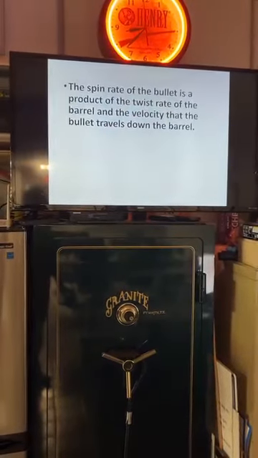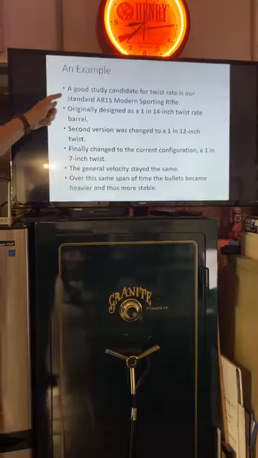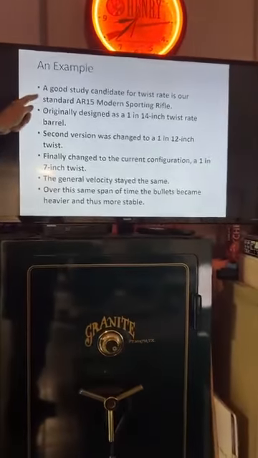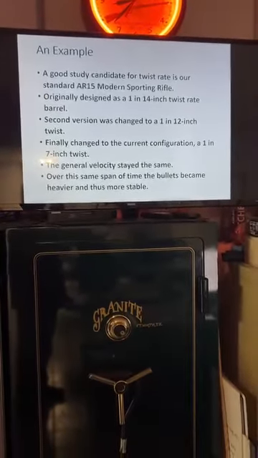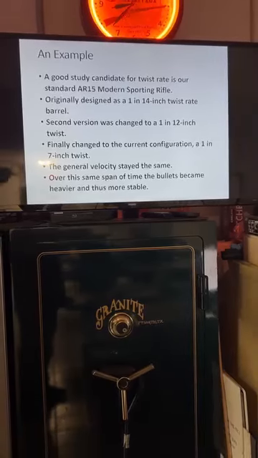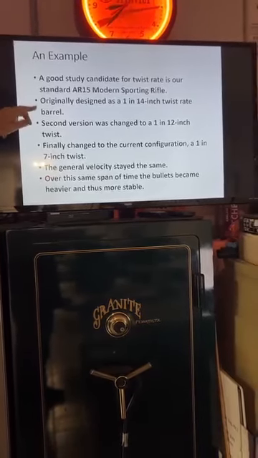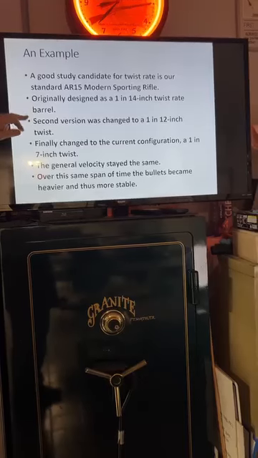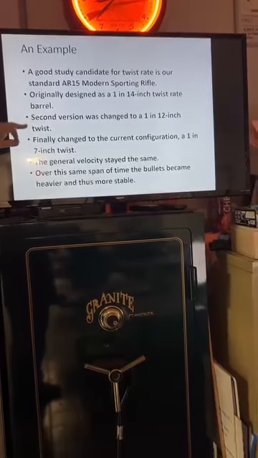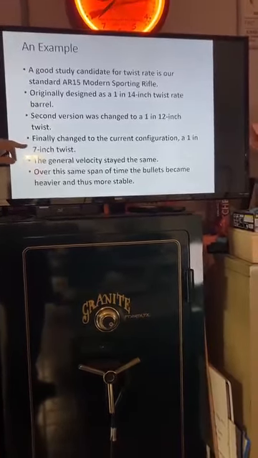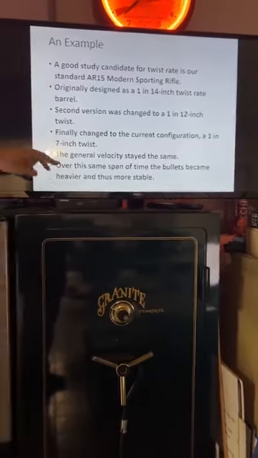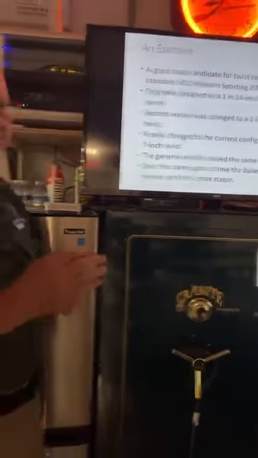So let's take a good look at an example here. We can use our typical AR Modern 15 sporting rifle here as an example. We're going to do that in just a moment. This was originally designed as a 1 in 14 twist rate barrel. The second version then was changed to a 1 in 12 and finally was changed to a 1 in 7. Why did they do that? Because the weights of the bullet changed, okay?